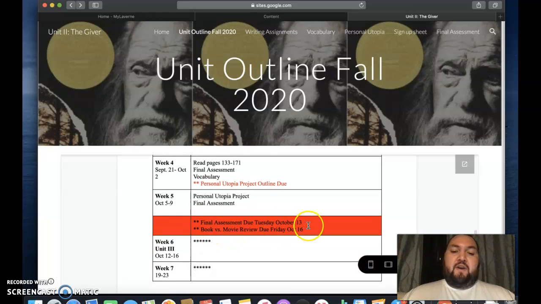Here in red, you find that your final assessment is due on Tuesday, October 13th. And your book versus movie book review is due Friday, October 16th. Now I will go over your writing assignments.